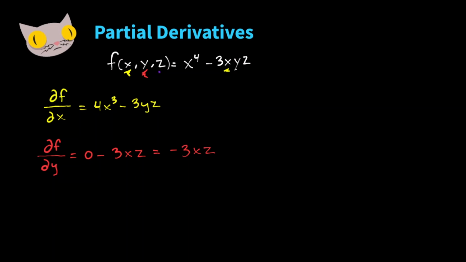Last, let's find the partial derivative with respect to z. And that'll give us 0 minus 3xy, or just negative 3xy. Again, this term went to 0, and the derivative of this z is just 1. So we're left with negative 3xy.